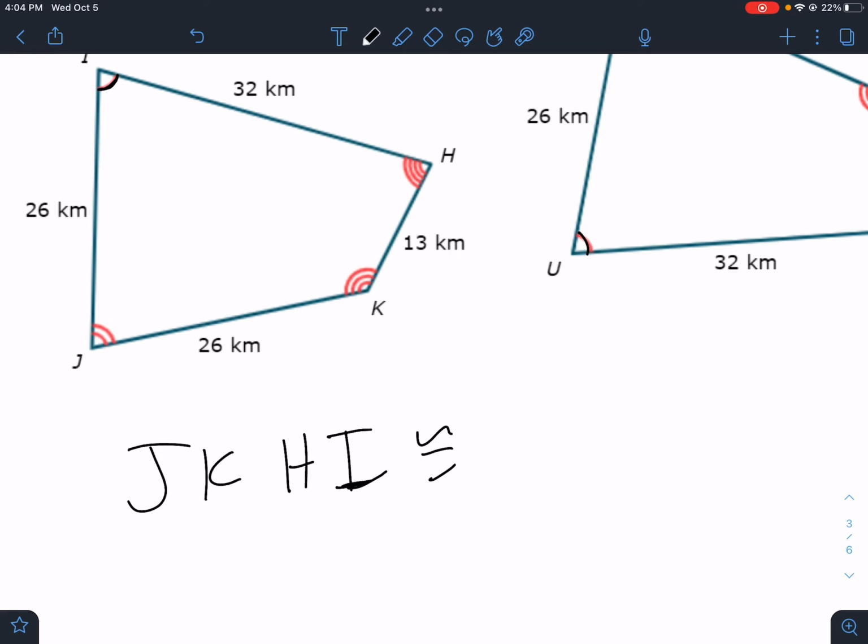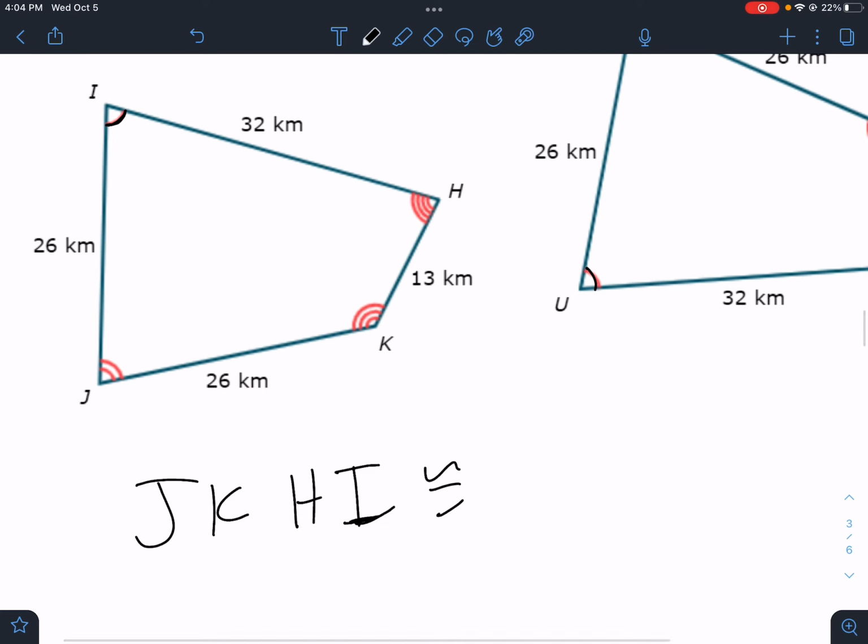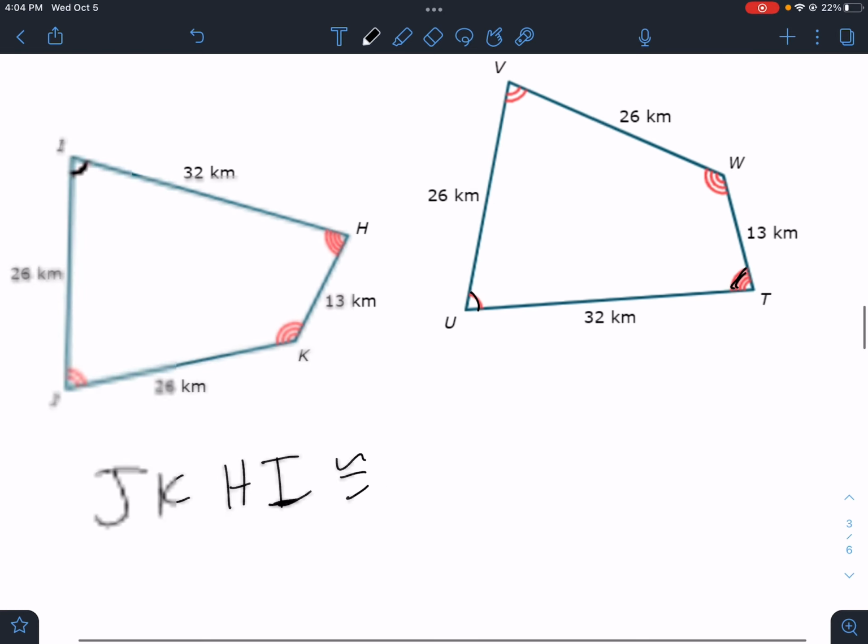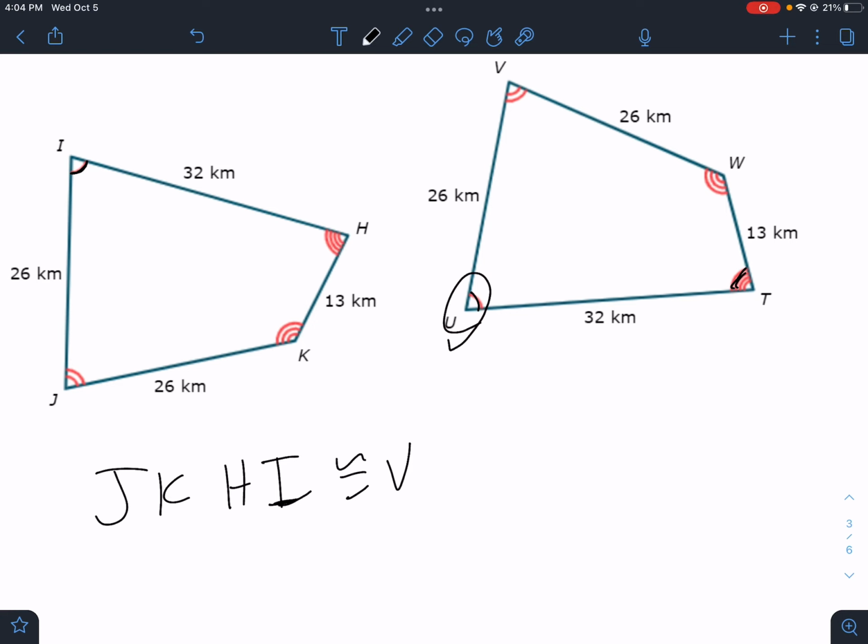So a congruency statement is king. You have to understand what a congruency statement is and what it's talking about. Like, the order is everything. So what corresponds to J? J has a 2 dash. It's going to correspond to V. I know they don't look like they're in the same place. Don't say it goes with U. The pictures are there to mess you up. The name is based on the corresponding parts.